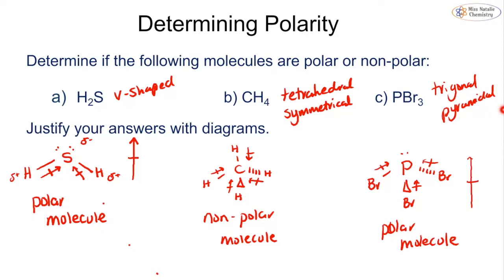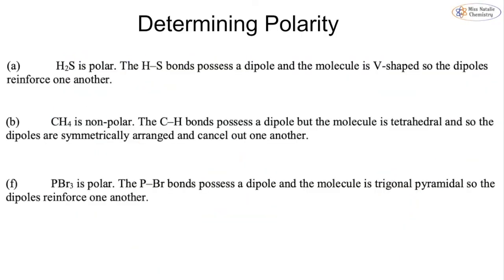So before you can determine the polarity, you have to get the shape correct. And then once you get the shape, you can determine, do the dipoles reinforce one another or do the dipoles cancel each other out? And therefore you can work out if it is polar or non-polar. So there's our answers. We had H2S is polar, CH4 is non-polar, and PBr3 is polar. And it goes into the same explanation that we just gave.